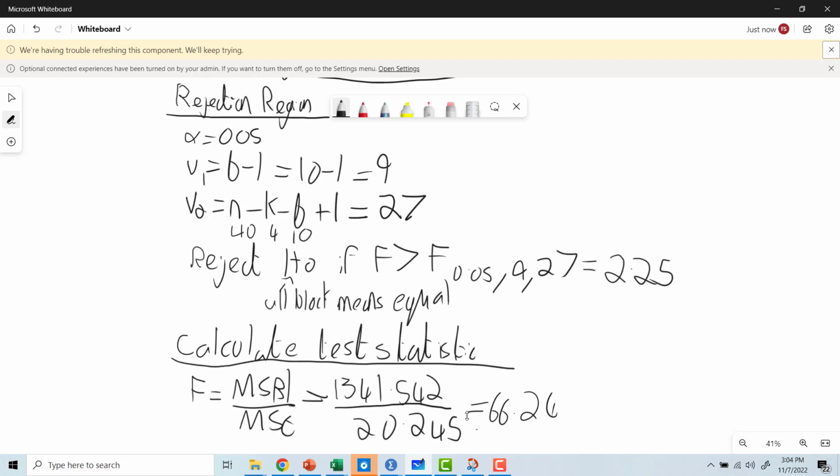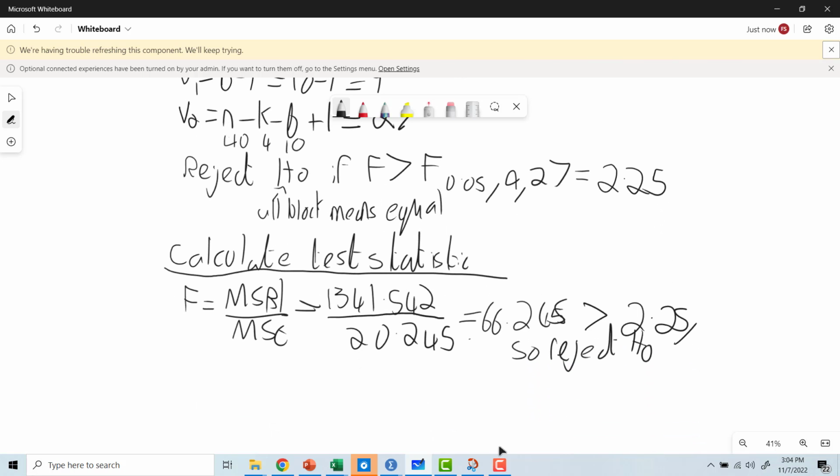I won't bother writing out a separate conclusion section. We're not doing this formally. Which is greater than 2.25. So we're going to reject H0. And there's evidence that the golfers are different, evidence of some difference in golfers.